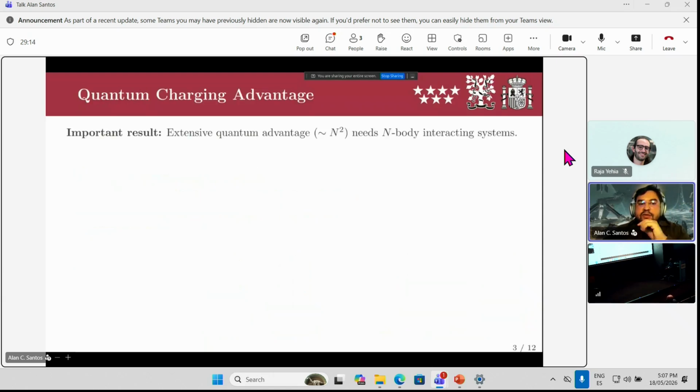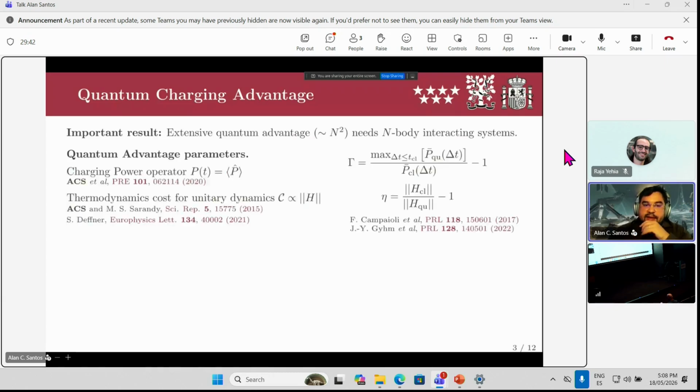Okay. So first of all, because I'm going to talk about quantum charging advantage, it's important to mention some recent, not that recent, but very relevant results on this subject. So the idea is, how can we quantify or verify whether we have quantum charging advantage or not? Okay, so the point is, what is quantum in a quantum battery?